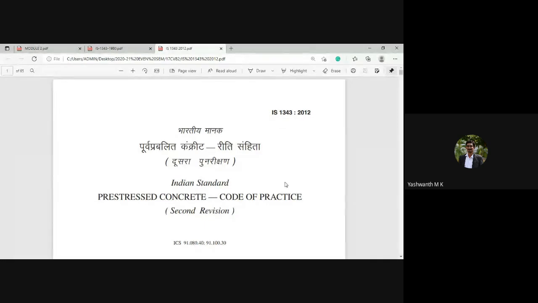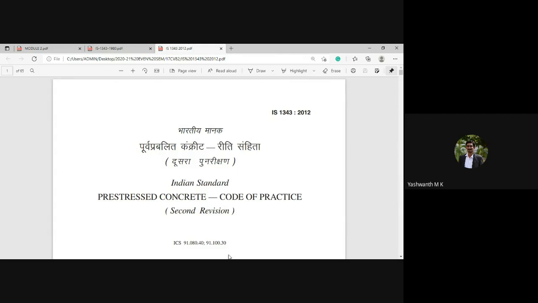In the last session, we discussed the loss of pre-stress. In that, we defined the meaning of loss of pre-stress and the various types of loss of pre-stress that will come in the PSC beam based upon the tensioning system. That is, pre-tensioning will have different types of loss of pre-stress, and in the post-tensioning system we have different types of loss of pre-stress.